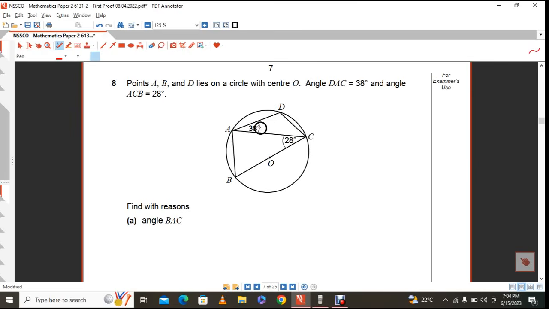Angle DAC is 38 degrees, as you can see. Angle ACB is 28 degrees. They say find with reasons angle BAC. So it's this particular angle over here.